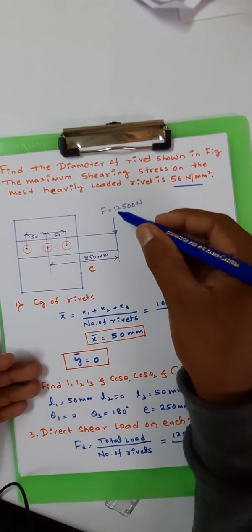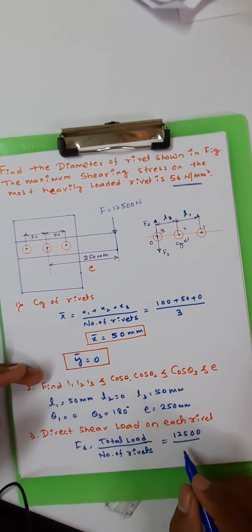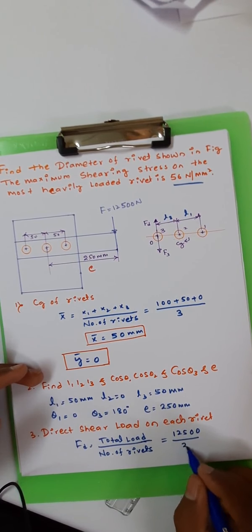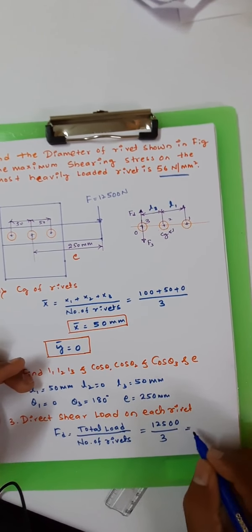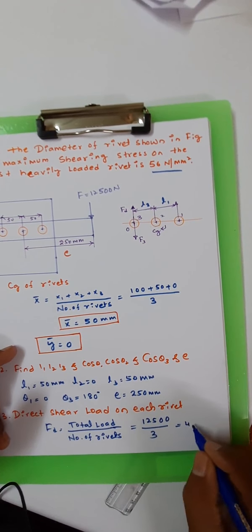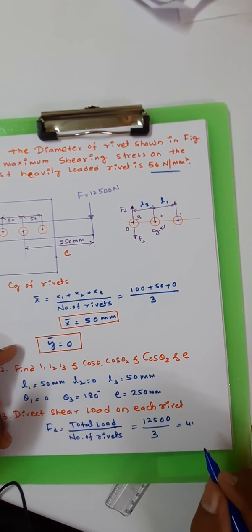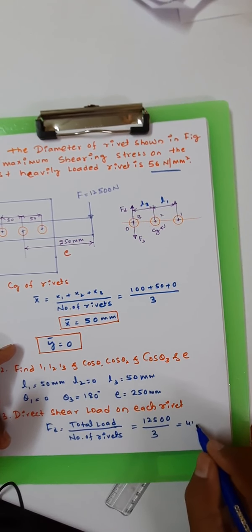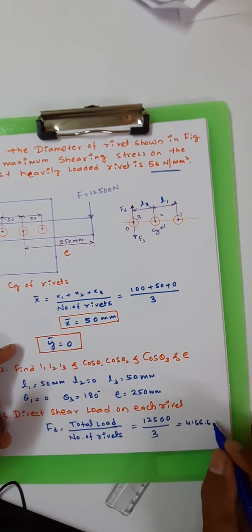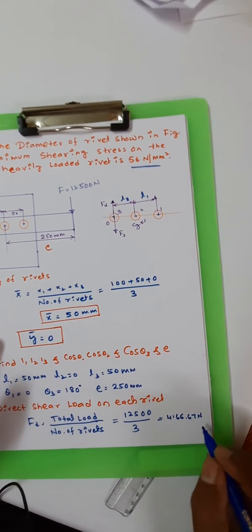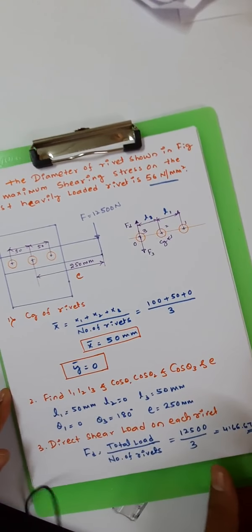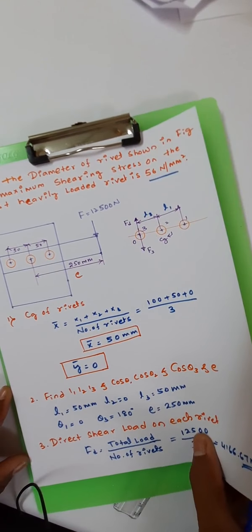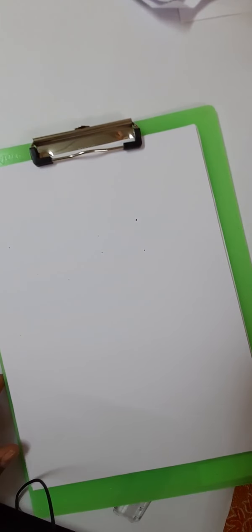This is the load which is acting on this particular joint. Number of rivets we have is 3. If you simplify this, we'll get 4,166.67 newtons. This is the direct shear load on each rivet. Next, what we need to find out? We need to find out the secondary shear load.